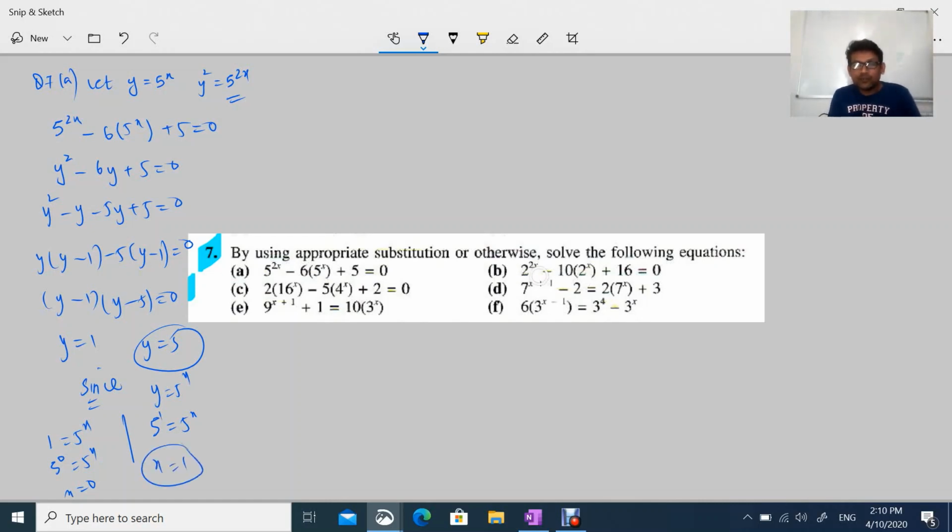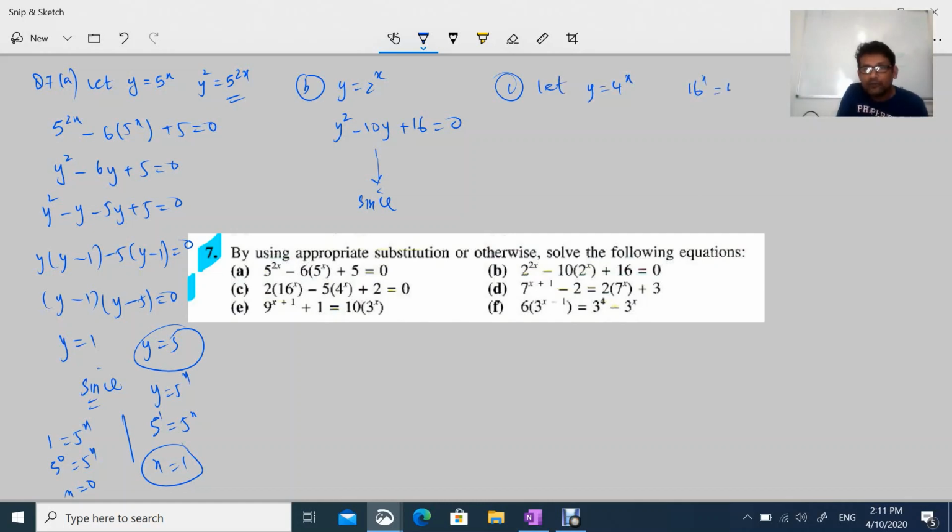Okay, in the b part, you can suppose y is equal to 2 power x. So y square will be 2 power 2x. The b equation will be, what I am observing, y square, because y is 2 power x, minus 10y plus 16, and that's the equation. And please make the factors and apply 'since'. Please don't forget it. In the c part, 16 and 4: 16 you can make 4 power 2. So the best way is to suppose y is equal to 4 power x, and 16 power x will become 4 power 2x, and that is equal to y square, and I think you can do it now.